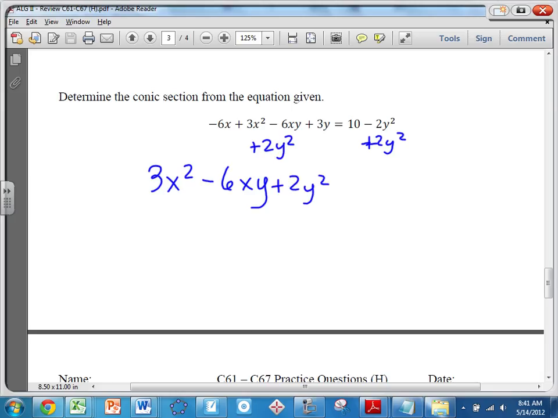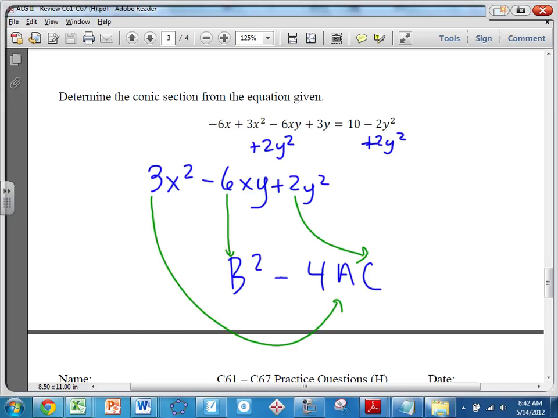Now, does anything else matter? No. When you're only determining which section it is, nothing else matters there. Because A, B, and C are all that matters. It's B squared minus 4AC. So, simply now calculate B squared minus 4AC. Here's B, here's A, here's C.